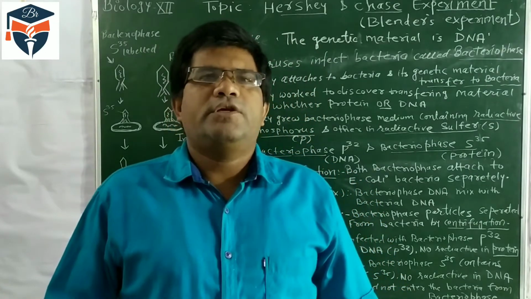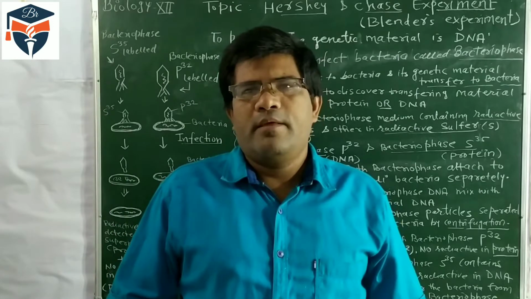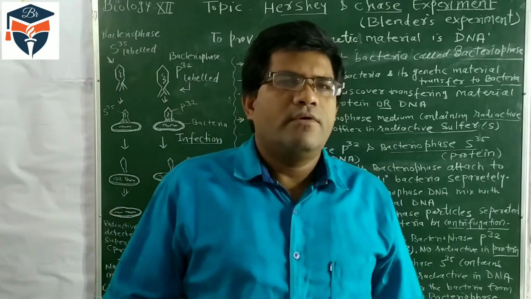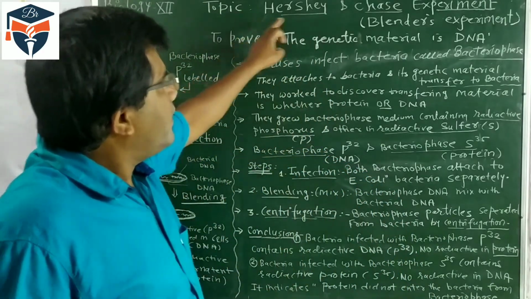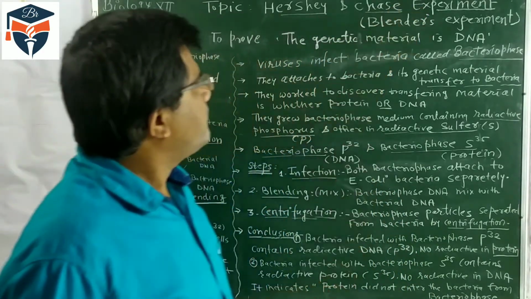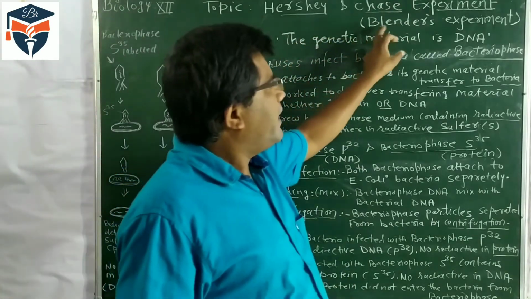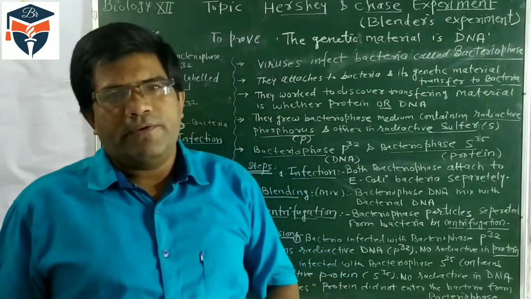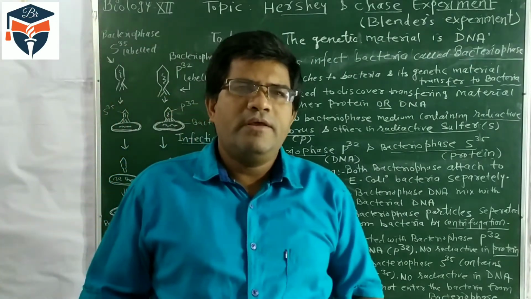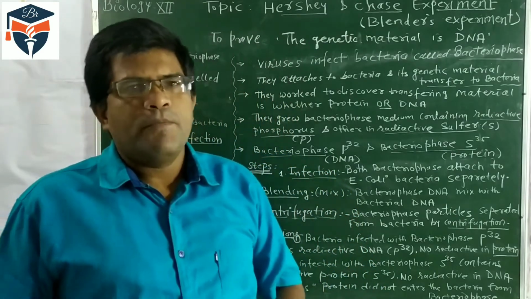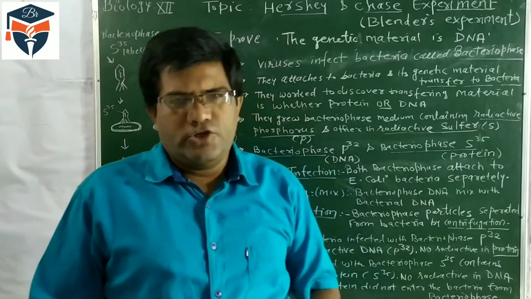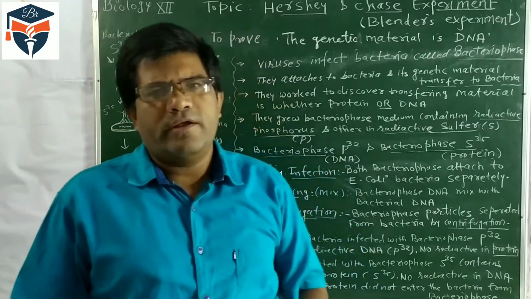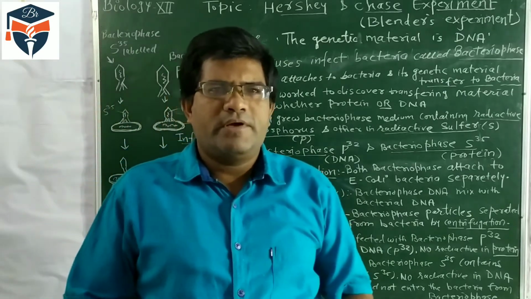Today we are discussing class 12th chapter Molecular Basis of Inheritance, and our topic is the Hershey and Chase experiment, also known as the Blender experiment. After the Griffith experiment, which proved that DNA is genetic material, its biochemical nature was explained by three scientists, and they showed that DNA is genetic material.